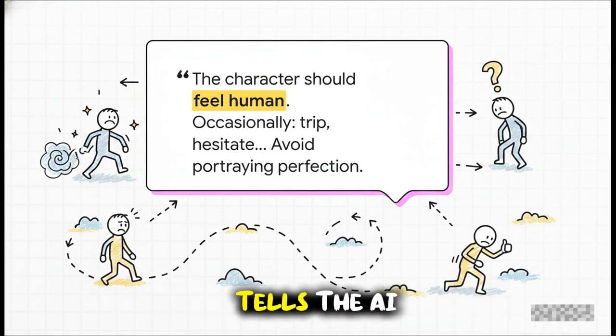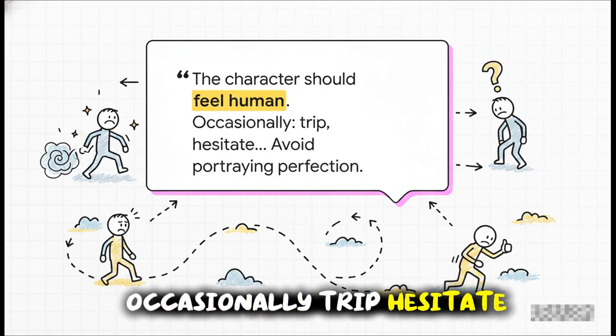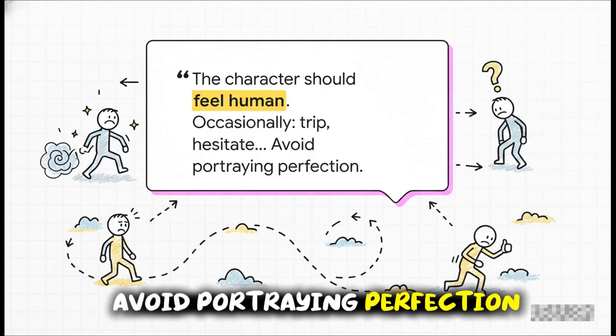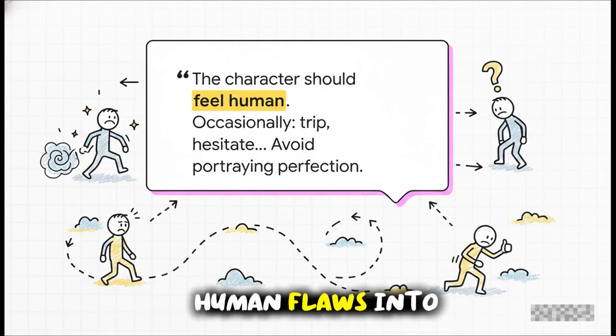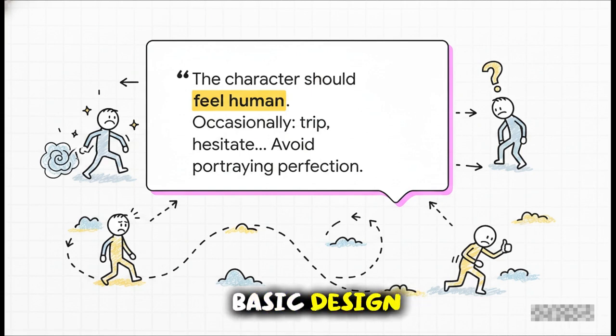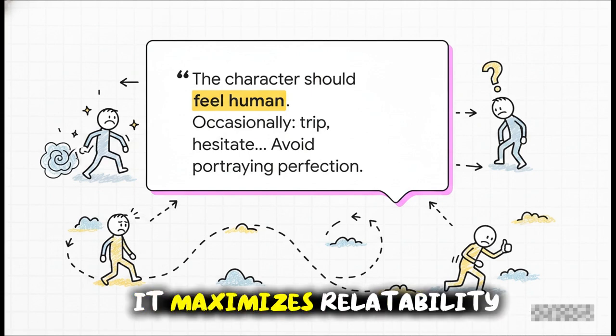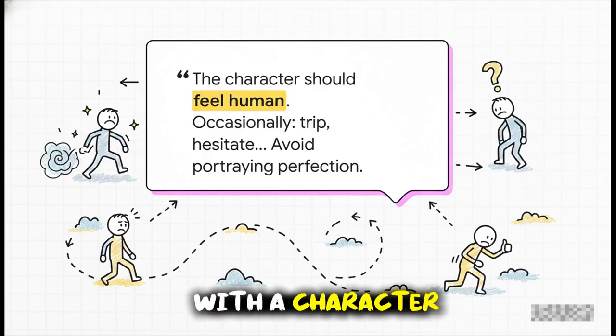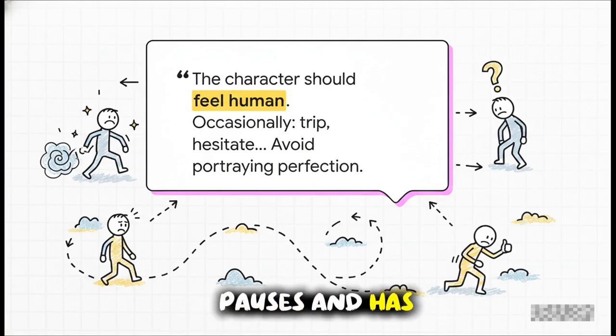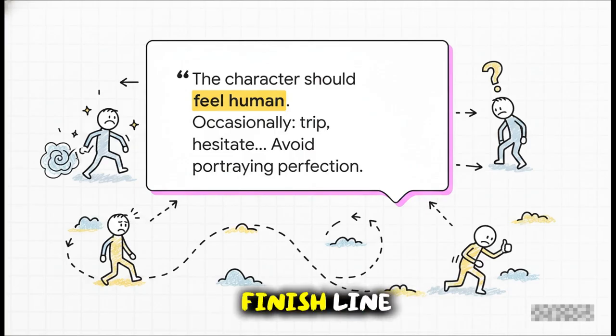The prompt literally tells the AI, the character should feel human, occasionally trip, hesitate, pause, avoid portraying perfection. Think about that. It intentionally injects human flaws into this very rigid, basic design. It's brilliant because it maximizes relatability. As viewers, we connect so much more deeply with a character that struggles, pauses, and has to recover, rather than some robot that just effortlessly glides straight to the finish line.